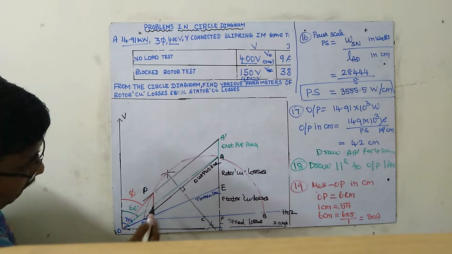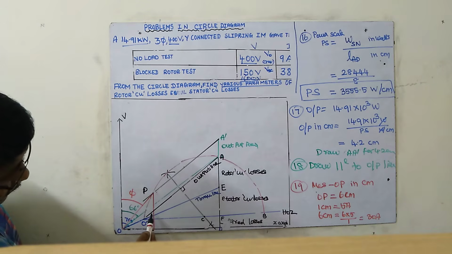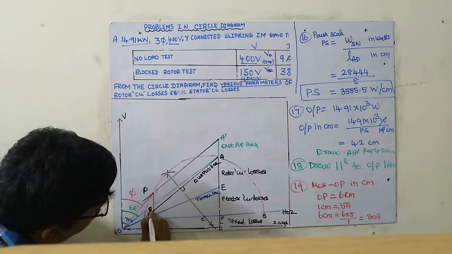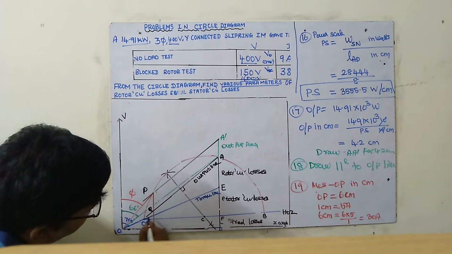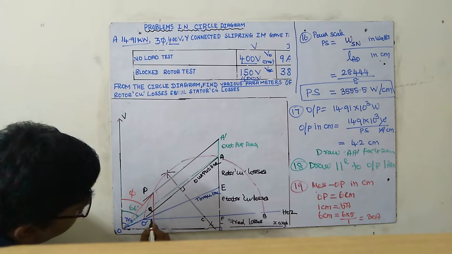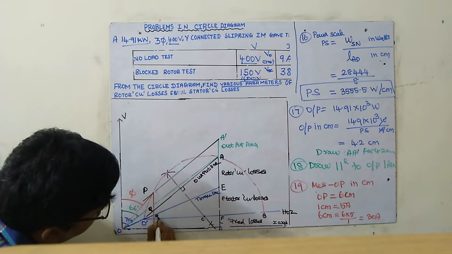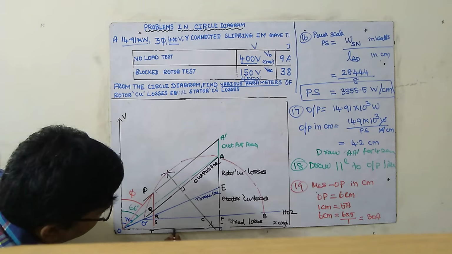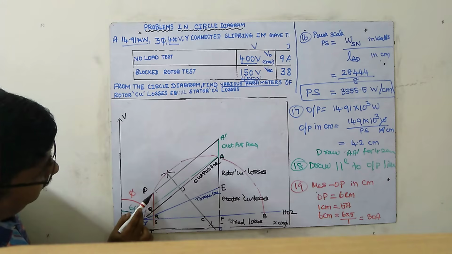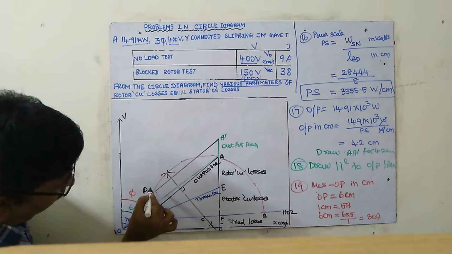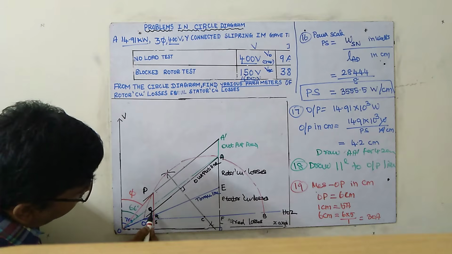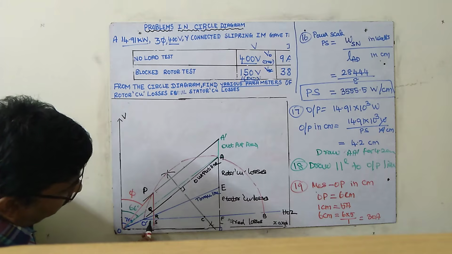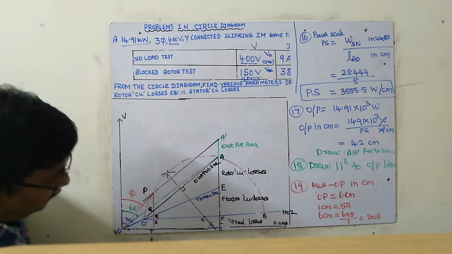From P, where the perpendicular line cuts the output line, that point is called Q. Where it cuts the torque line is called R, the horizontal line is called S, and the x-axis is called T. See, P point is on this semicircle. We draw a perpendicular line from it. The point where it cuts the output line is called Q, the torque line is R, the horizontal line is S, and the x-axis is T.